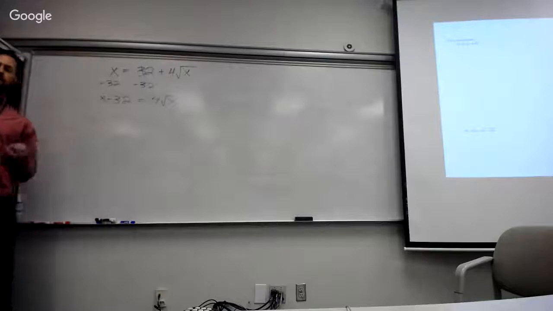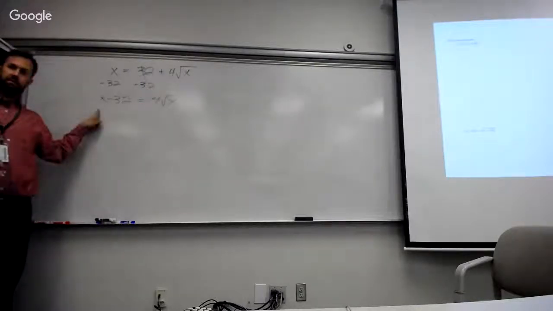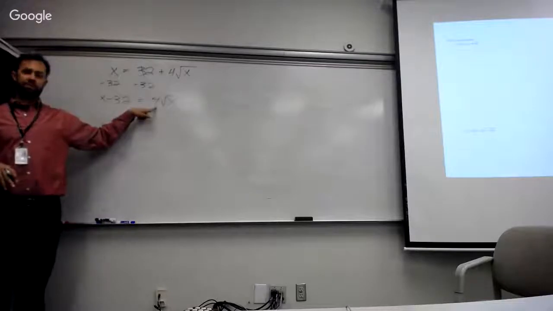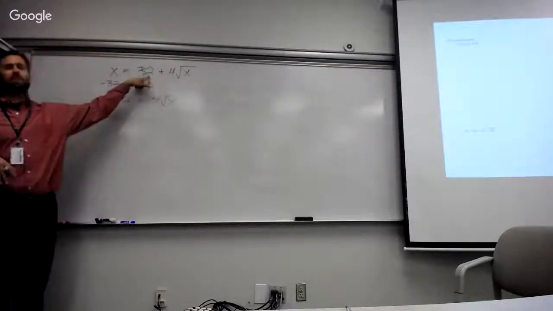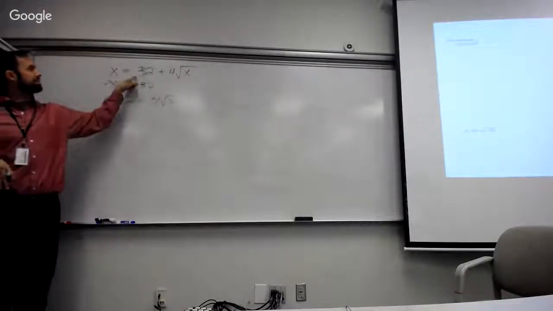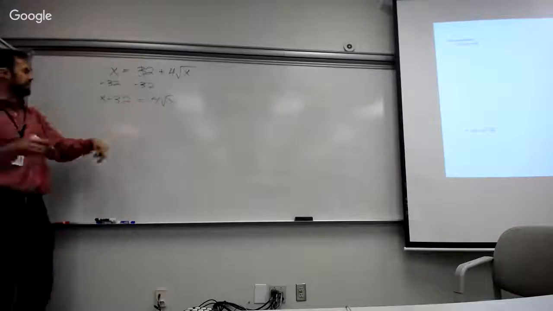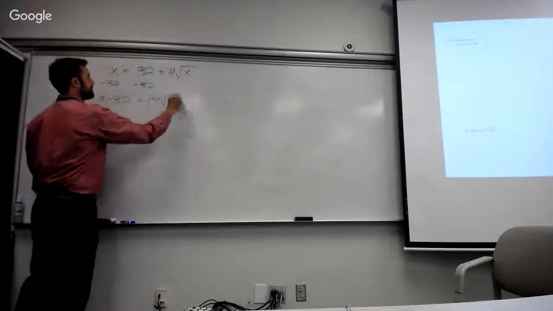Do we really have to isolate the 4 out of there? I'm going to square this thing. Is it okay to leave the 4? It is actually okay. We can leave the 4. We just couldn't leave something being added to it, because then we'd have to FOIL, and that would cause a problem. But the 4 alone, that's fine. Let's go ahead and square both sides.